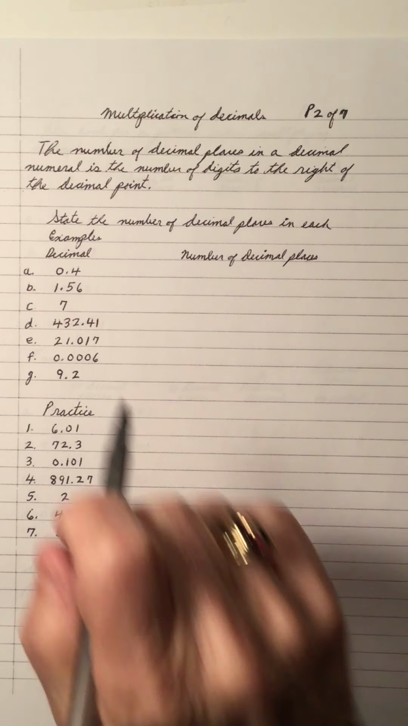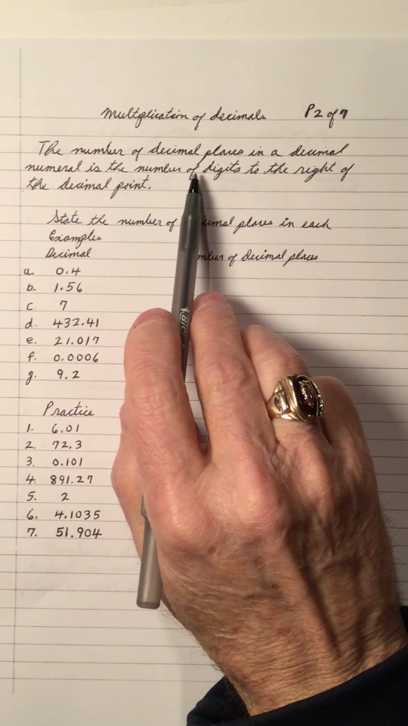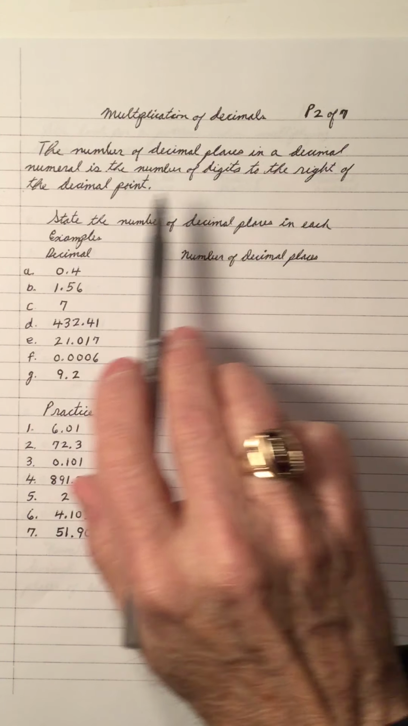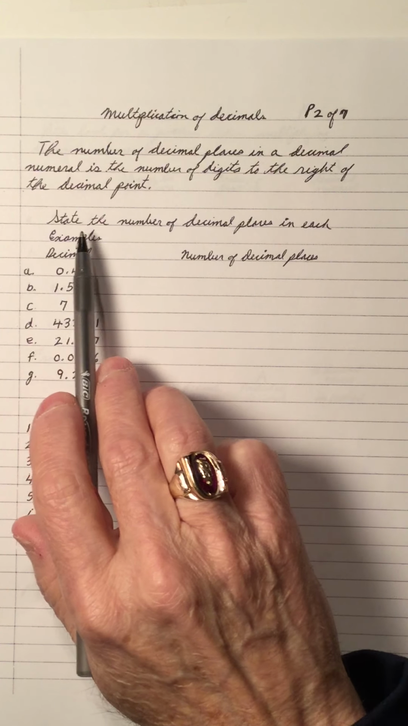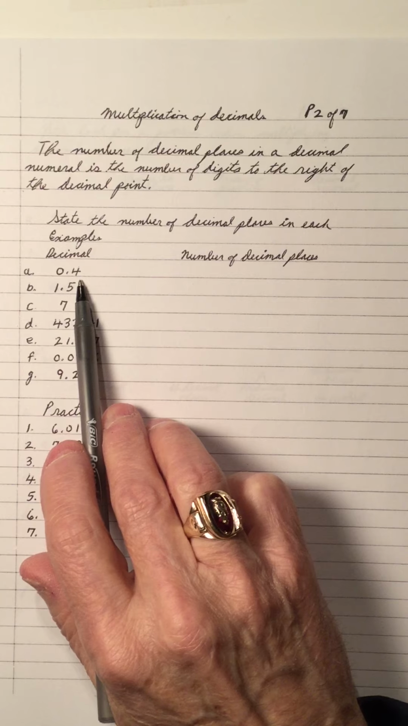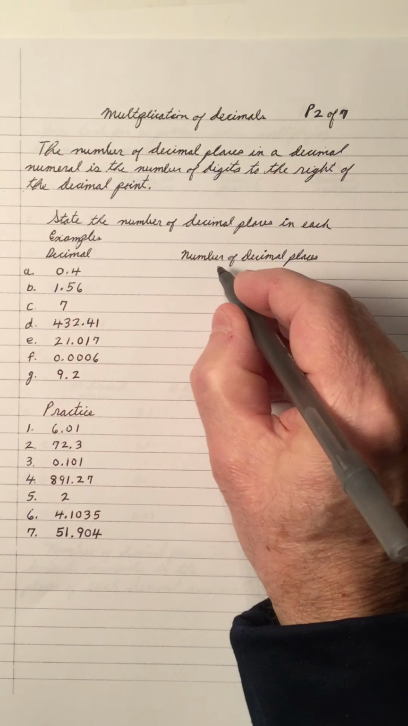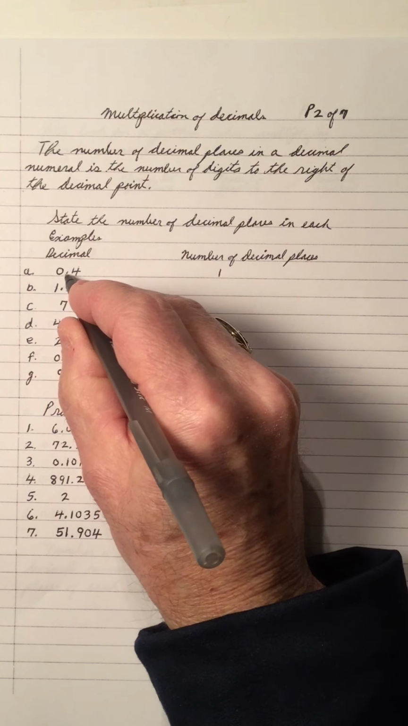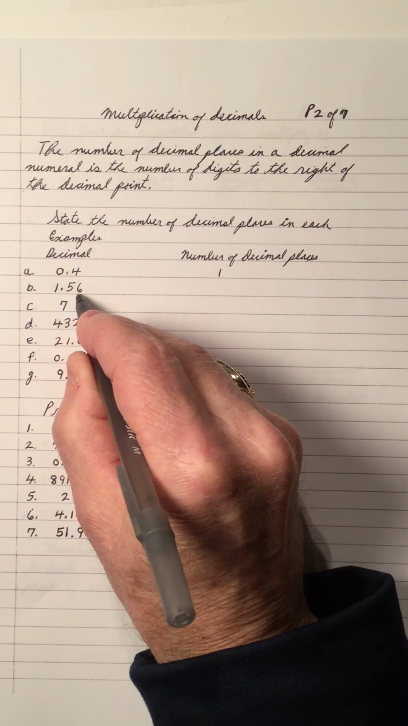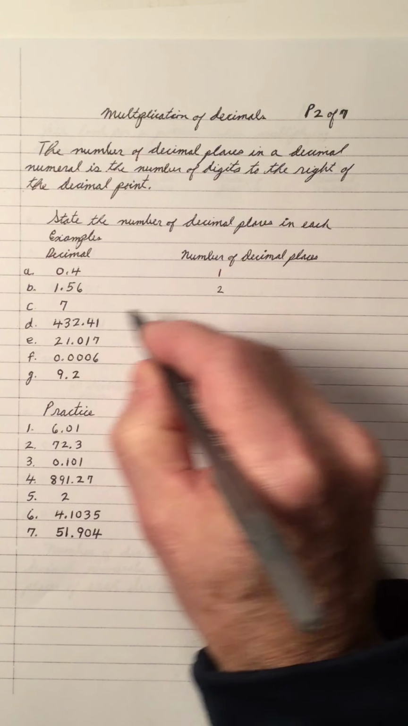Multiplication of decimals. The number of decimal places in a decimal numeral is the number of digits to the right of the decimal point. State the number of decimal places in each. Number 1.4 has one decimal place because there's one digit to the right of the decimal. B has two decimal places.